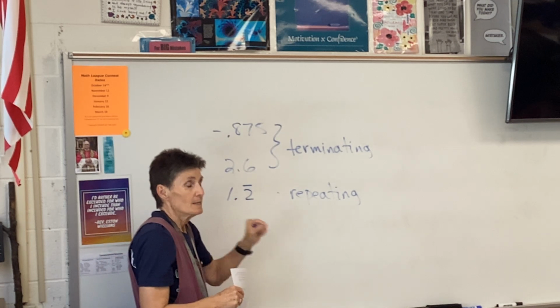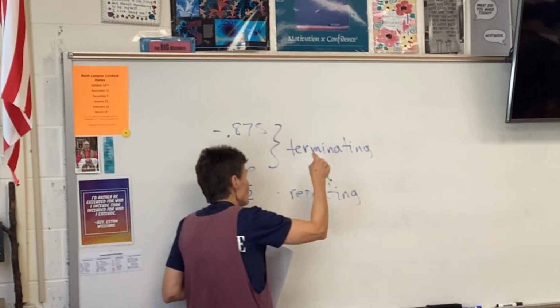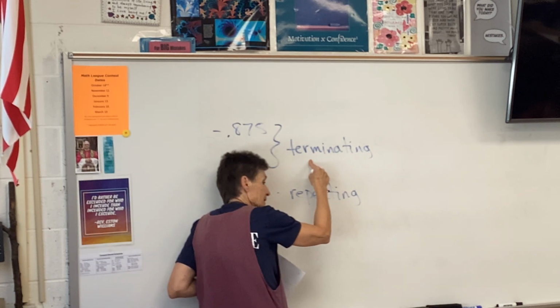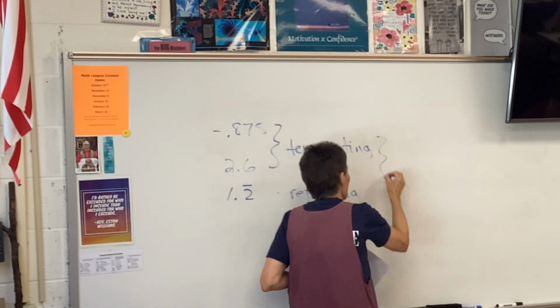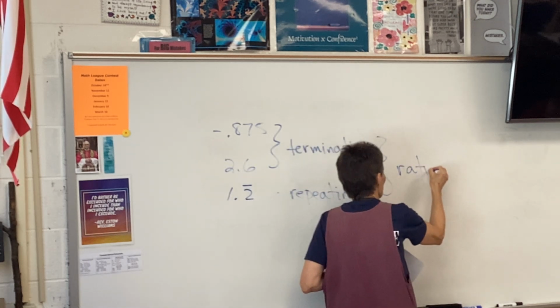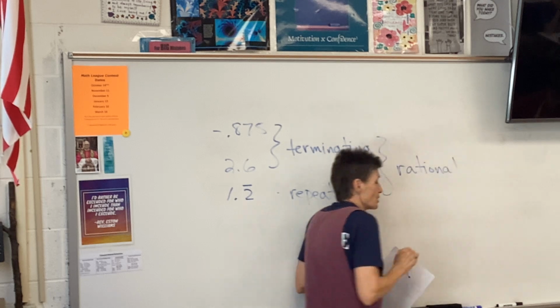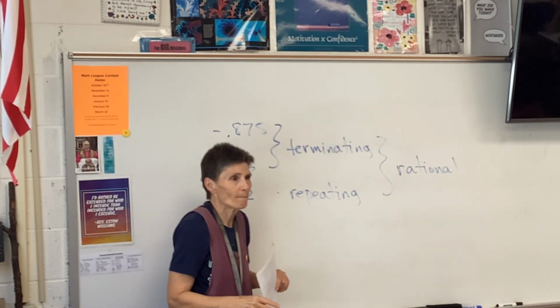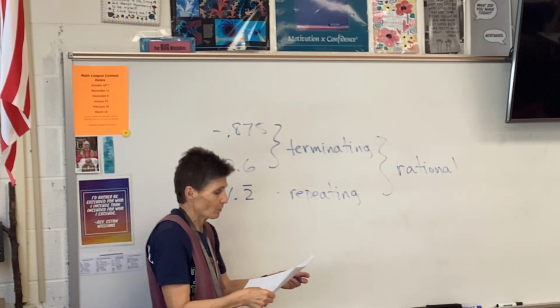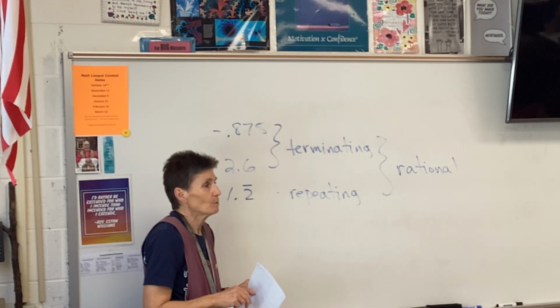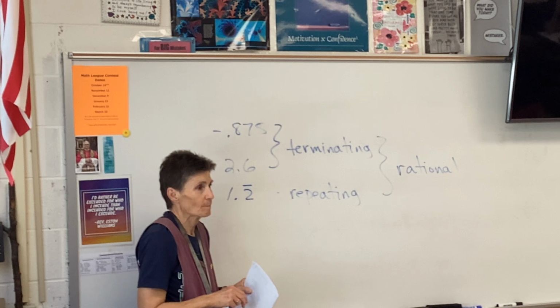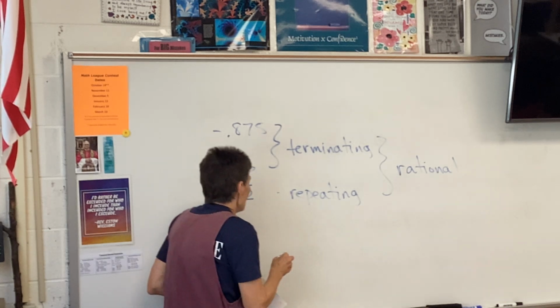Now, if you look at all the decimals that act like this and all the decimals that act like this, together they are called the rational numbers. So that is a good thing to remember, that rational numbers can be either terminating or repeating decimals. All right.